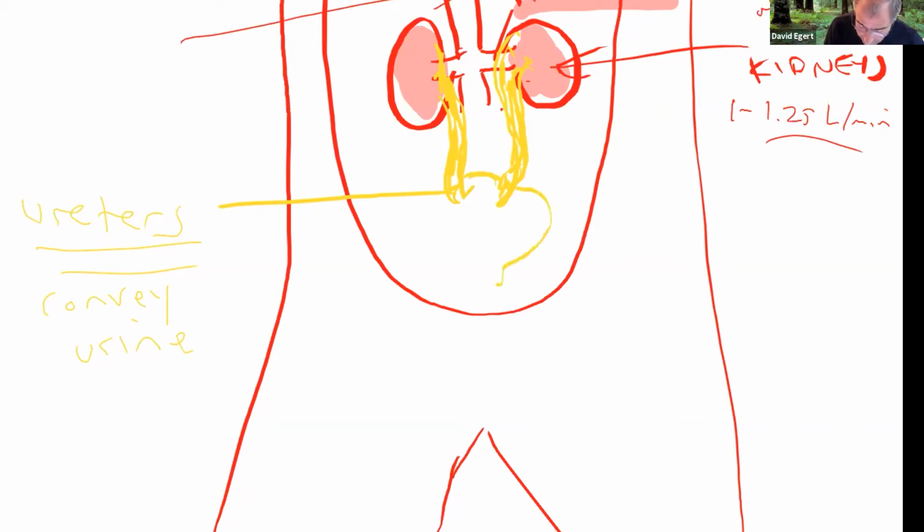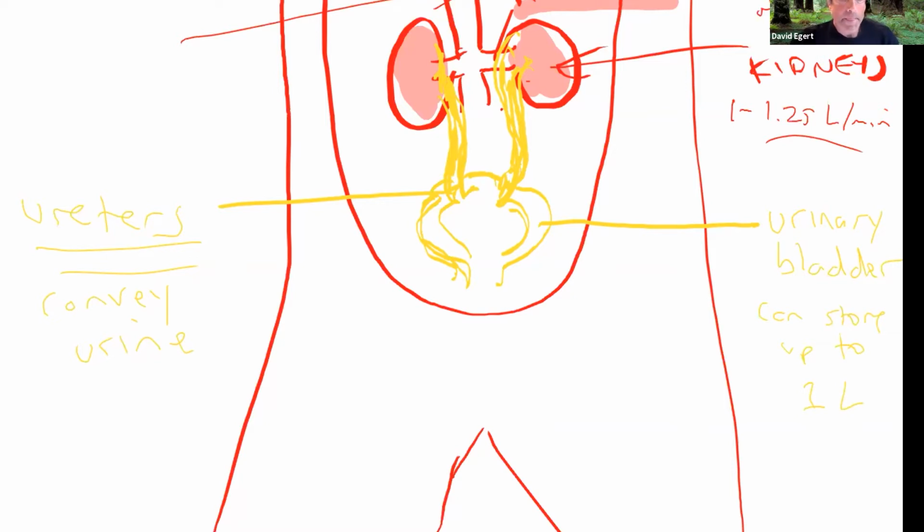And fortunately for us, we have a little storage container called the urinary bladder that can store the urine until we're ready to actually get rid of it. The urinary bladder is basically a big muscular pouch that can store urine. It can store up to a liter. And then obviously you need another tube to actually get the urine out of your body, and that's going to be the ureter. I'm sorry, I'm spazzing on you, the urethra. So the urethra is what actually conveys the urine from the bladder to outside of your body.